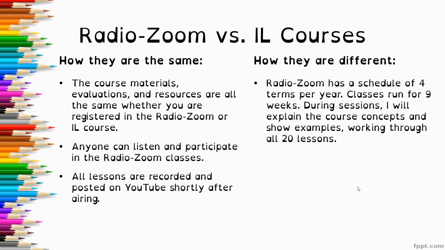So then how are they different? Basically, it's just about the schedule. So the radio Zoom in our program has a schedule of 4 terms per year, and the classes run for 9 weeks.